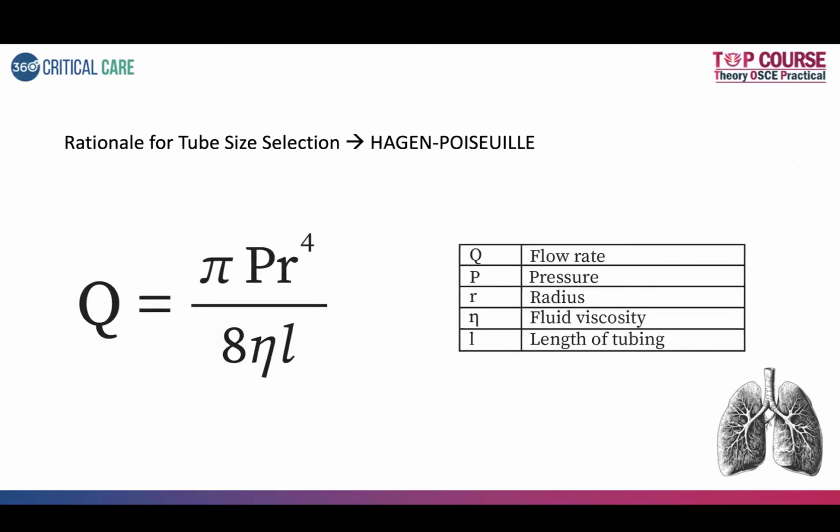So the main rationale for selection of the tube size is your Hagen-Poiseuille equation. Whereby they say the flow is directly proportional to the pressure and the fourth power of radius, and inversely proportional to the length and the viscosity. So what is relevant to us is the flow, the pressure, and the radius. So the larger the size of the tube, the better the flow. So there will be better let out of gases.